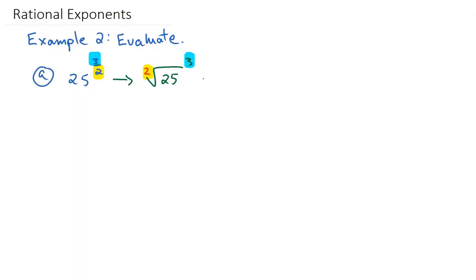Now when I simplify this, I know the square root of 25 is 5, and I'm still cubing it, and so 5 to the third is 125.